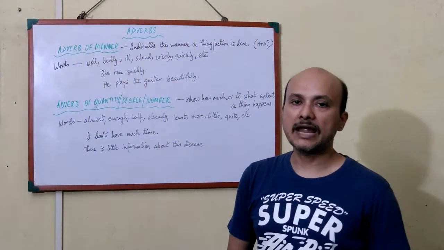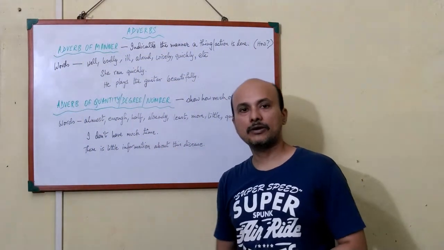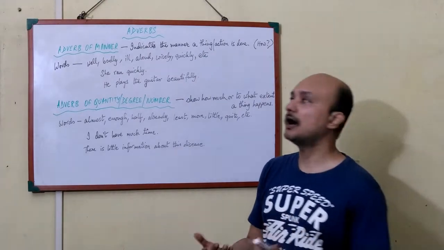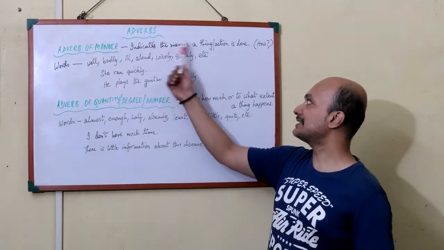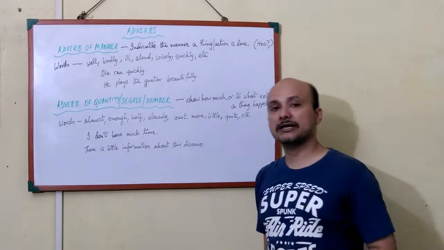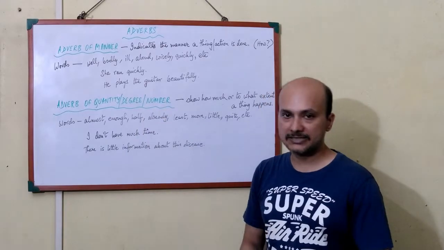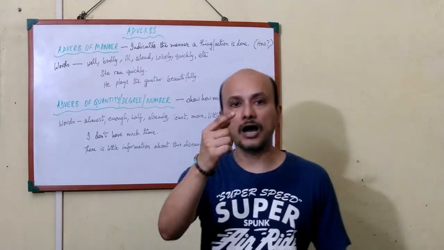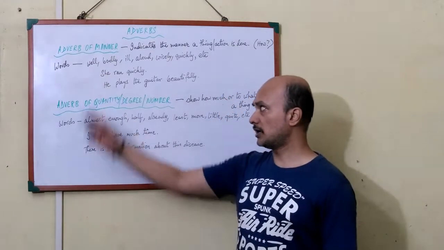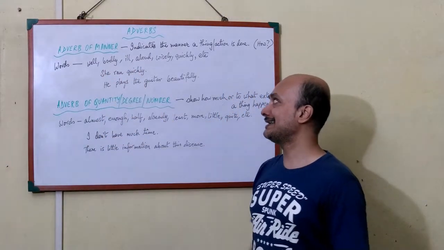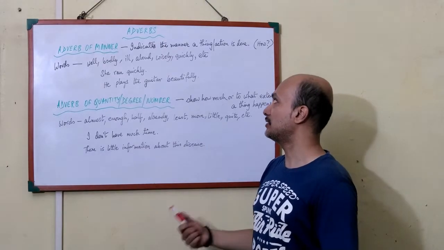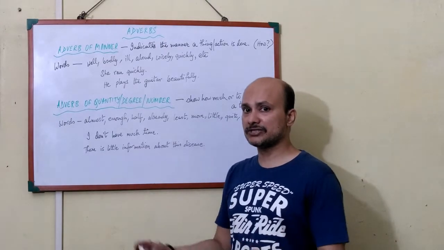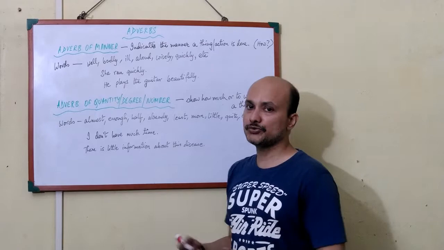Next rule is adverb of manner. Now as the name suggests, the manner means how. It indicates the manner in which a thing or action is done, which is suggested by the word how. That means it answers the question how. Words like well, badly, ill, aloud, wisely, quickly, etc. These are the words which are generally used.